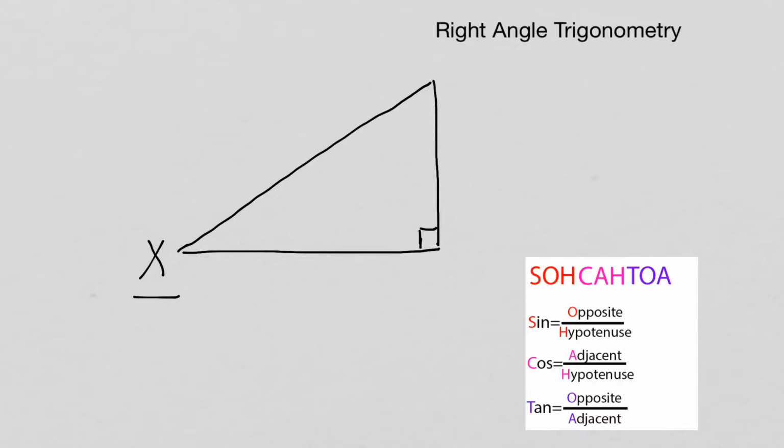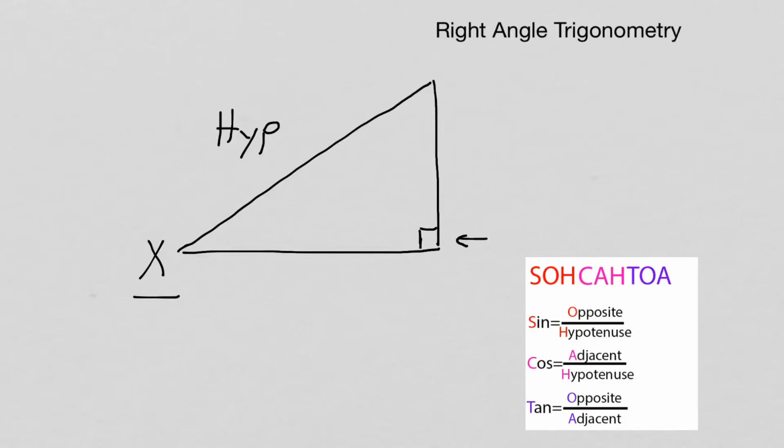All right, the easiest one is always going to be the hypotenuse. The hypotenuse is always opposite this right angle sign right here. That's the hypotenuse. Hypotenuse is also always the longest line.